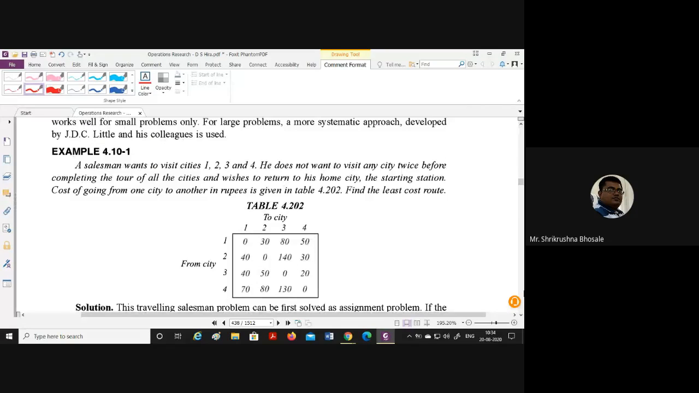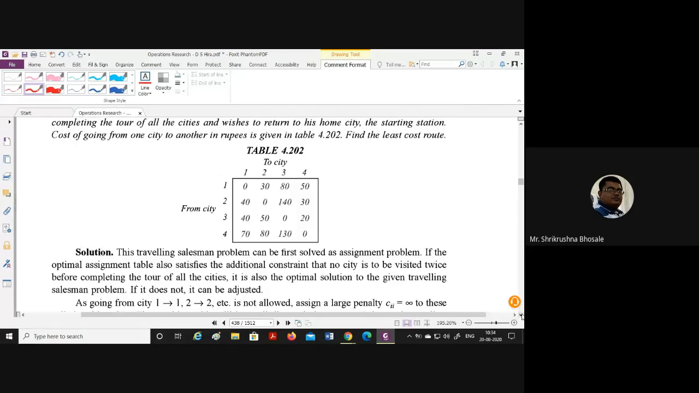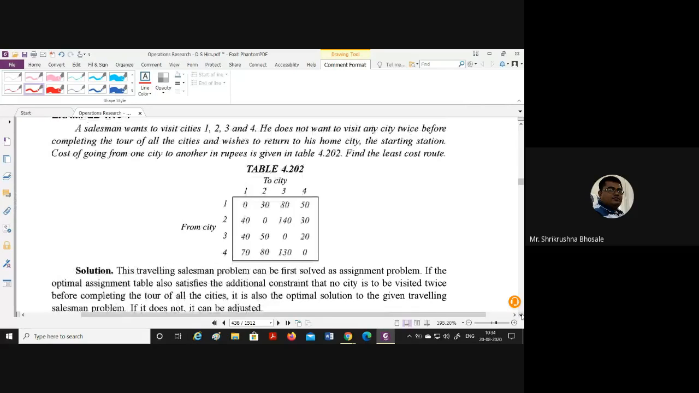Okay, so this is the problem given to us, that the salesman wants to visit 4 cities, 1, 2, 3, 4. And the distances from city to city are the same. And the condition is that he should not visit any city two times. He should visit any city only once. And after visiting all cities, he should come back to his home city. Okay, so as allocation is started from number 1, let us consider that city number 1 is the home city.